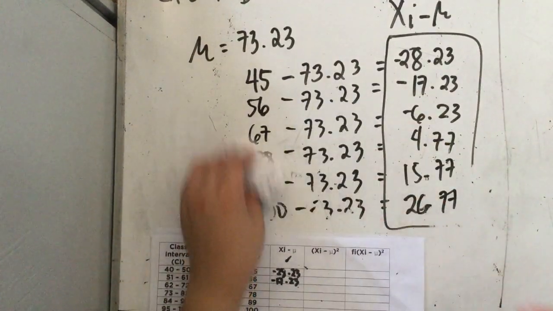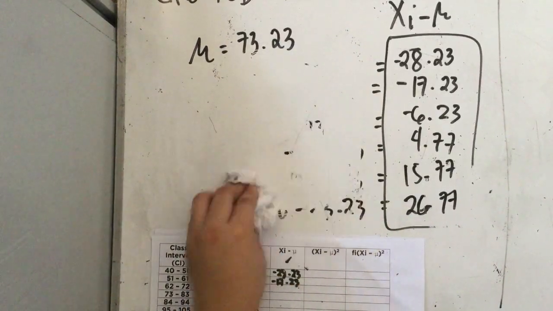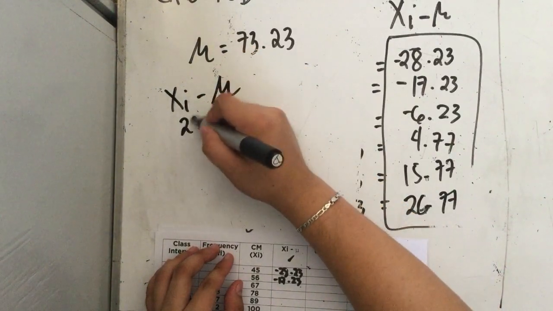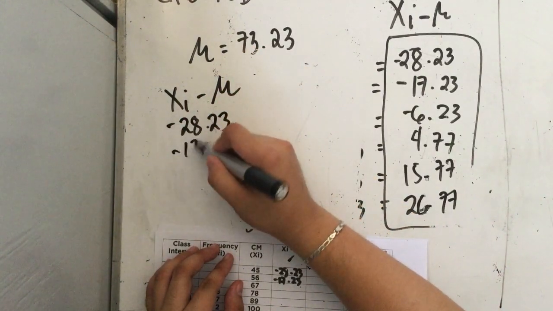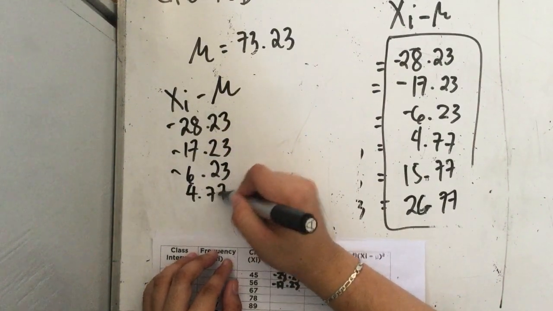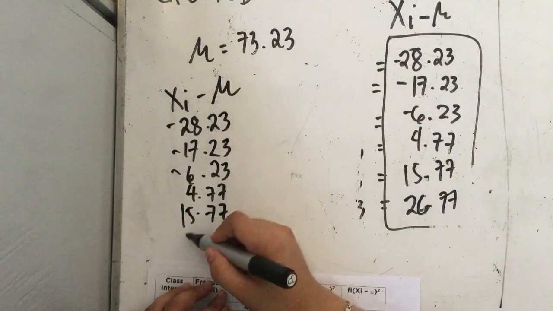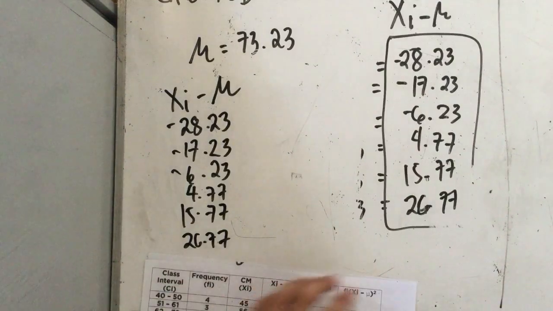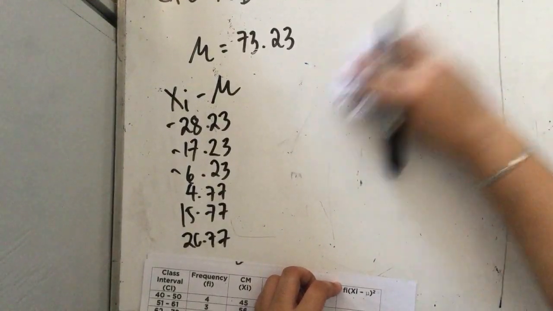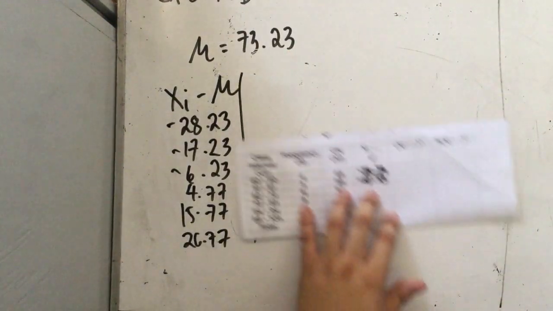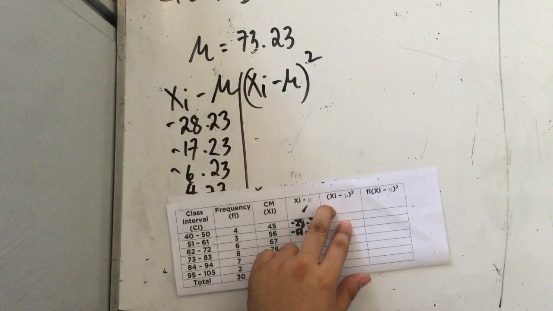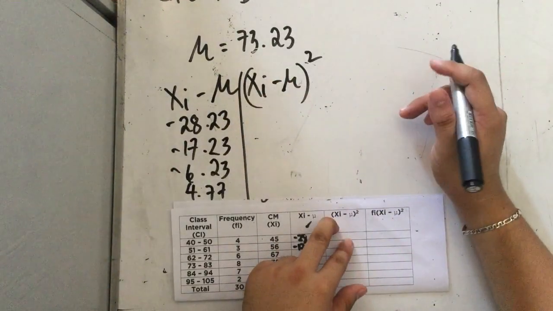Okay, so after we get the x sub I minus our mean, lipat natin dito. We have negative 28.23, negative 17.23, negative 6.23, 4.77, 15.77, and 26.77. So that is for our fourth column. Okay, next we have the x sub I minus our mean square. So to get that, we're just squaring the value of our x sub I minus mean.